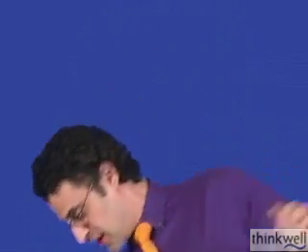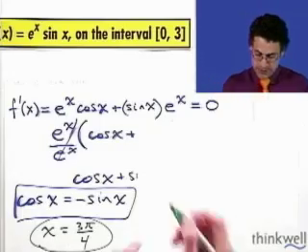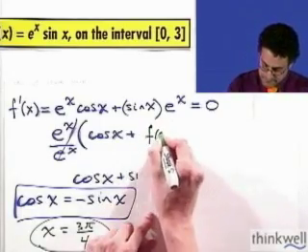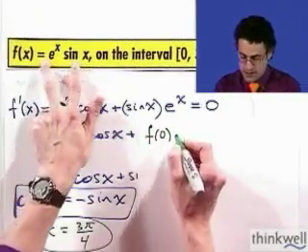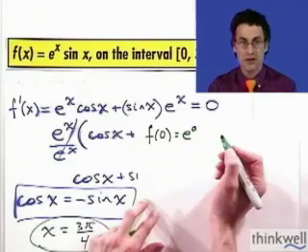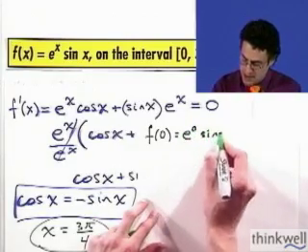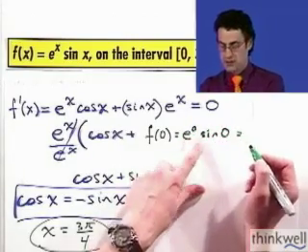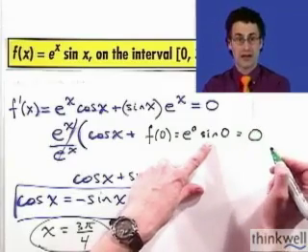But remember, endpoints are always extrema. So we better check out what's happening at 0 and what's happening at 3. So let's do that right now and see what's happening. So when I plug in 0 into this function, what do I see? I see e to the 0 times sine of 0. Well, e to the 0 is 1, sine of 0 is 0, so I get 0. Okay, that's the value there.